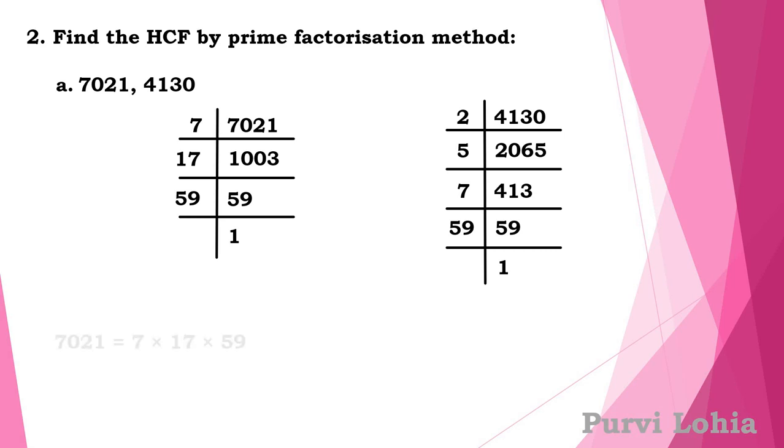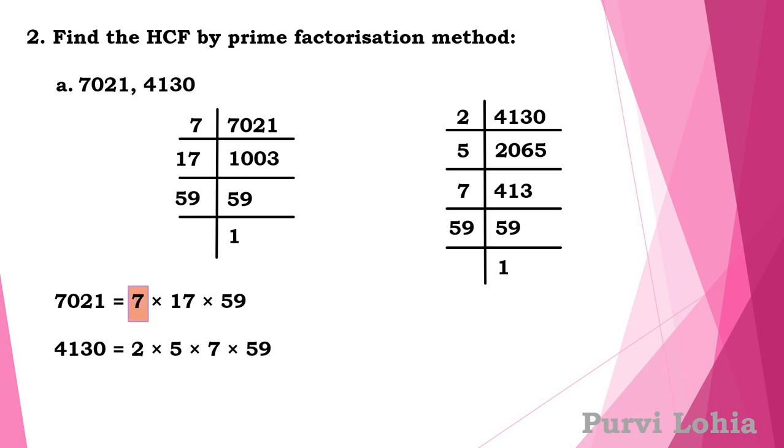So 7021 can be written as 7 into 17 into 59, and 4130 can be written as 2 into 5 into 7 into 59. Now here the common factors are 7 and 59. So HCF will be 7 into 59, 413. Okay. Next question.